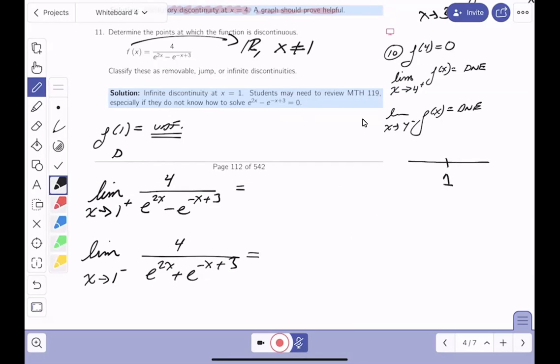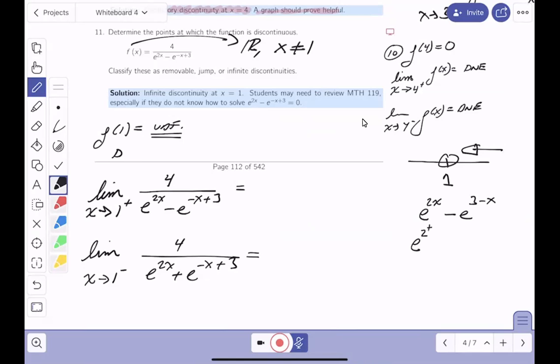1 from the right side. All right. So I got to start thinking about it. And really what I'm thinking about is the bottom number, which is e to the 2x minus e to the 3 minus x. All right. I got to start thinking now. So I'm going to say this is e to some number that's bigger than 2.